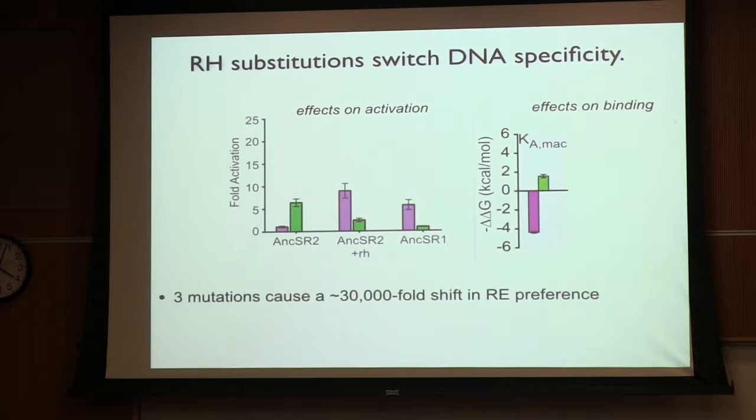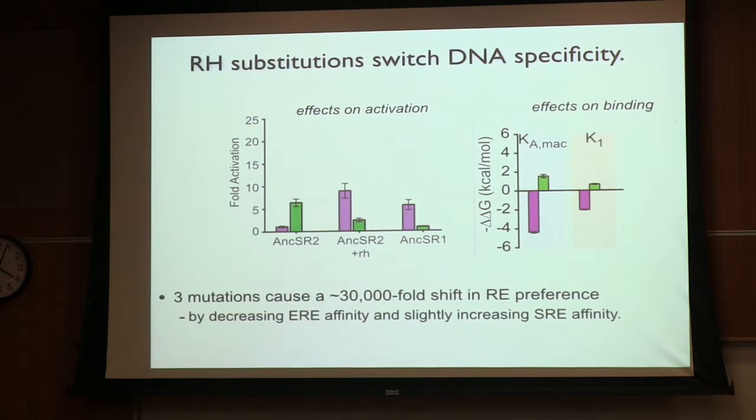And we can calculate the effects on the components of binding. This is now shown as the effects of the RH, the recognition helix mutations, on the free energy of binding macroscopically. The three mutations cause a 30,000-fold shift in preference. So these are very large effect mutations. They do this by decreasing the affinity to the ERE half-site and have a much smaller beneficial effect on SRE affinity. So they only increase SRE affinity by a very small degree, but they have a major effect on ERE recognition. And they have no significant effect on cooperativity.